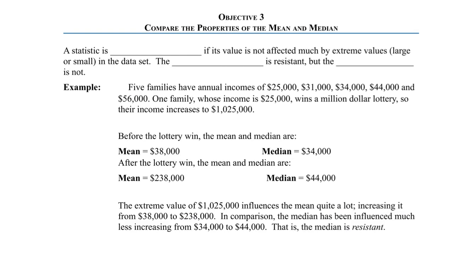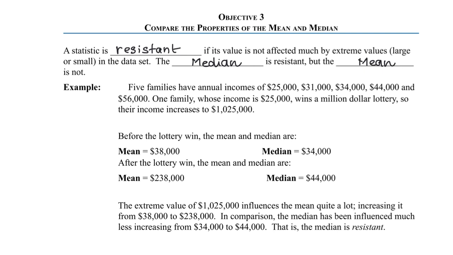Objective 3, compare the properties of mean and median. A statistic is resistant if the values are not affected much by the extreme values. Extreme values means large or small values in the data set. The median is resistant, but the mean is not. So, let me explain that with an example.